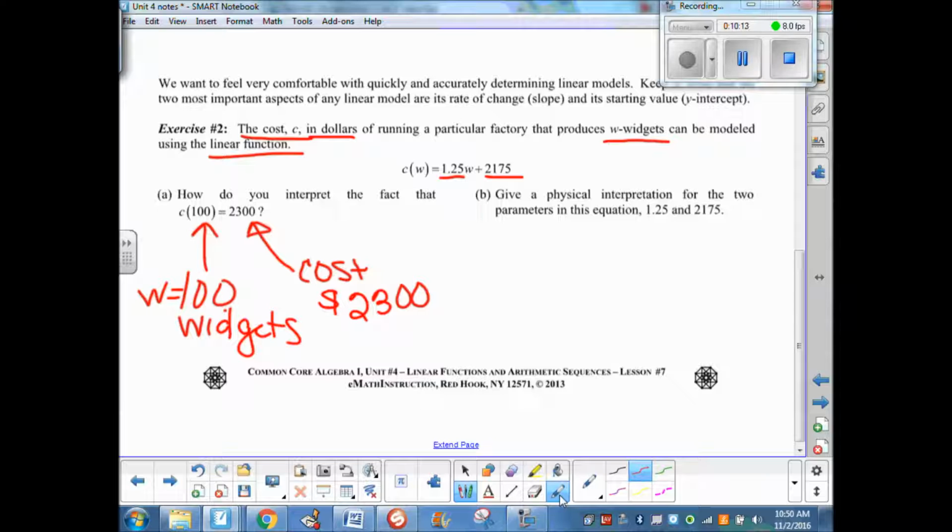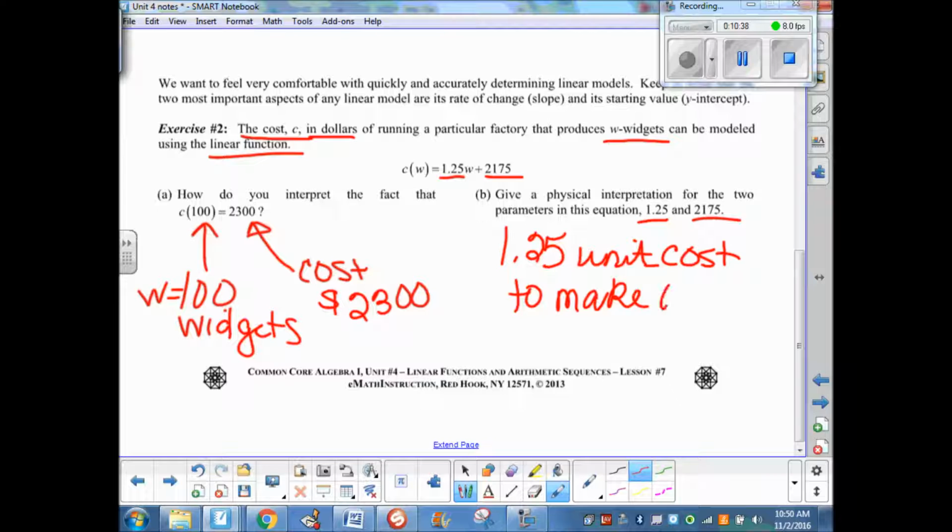Now part B, give a physical interpretation for the two parameters in this equation. In other words, what does that average rate of change mean, and what does that y-intercept mean? What is the slope and what is the y-intercept? So the 1.25 is our unit cost to make one widget. Then what does that 2,175 represent, meaning our y-intercept?